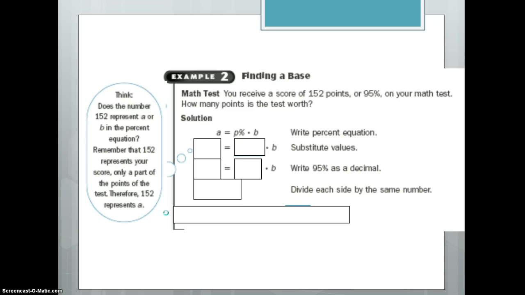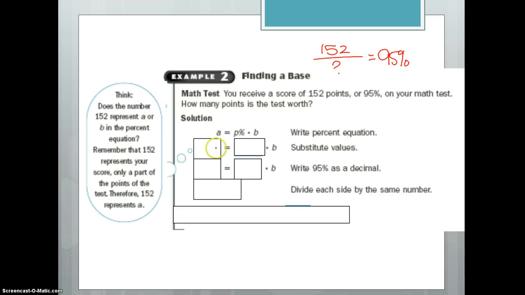For example 2, you want to find the base. You receive a score of 152 points, or 95% on your math test. How many points is the test worth? If you think about it, there is 152 questions you got right. What you don't know is how many you didn't get right. This equals your percentage of 95%. That means we want to find the base.